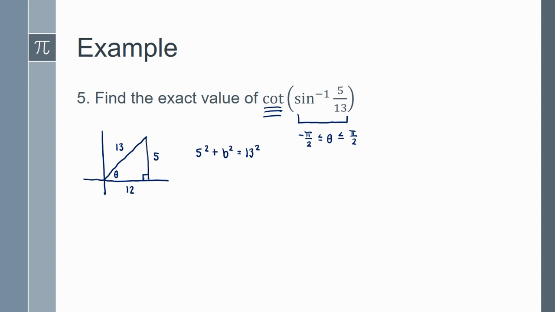If tangent is opposite over adjacent, I want to look at this picture and I want to know what is the adjacent over the opposite, because that would be my final answer. So from theta, adjacent is going to be 12 and the opposite is going to be 5. I can't simplify that any further, so 12 over 5 is my answer.